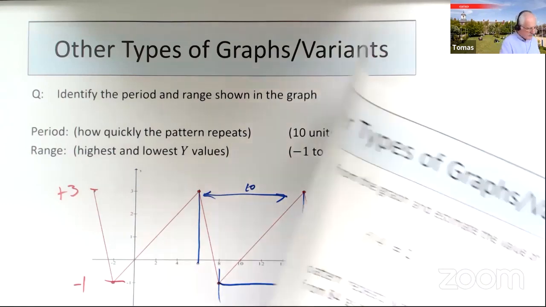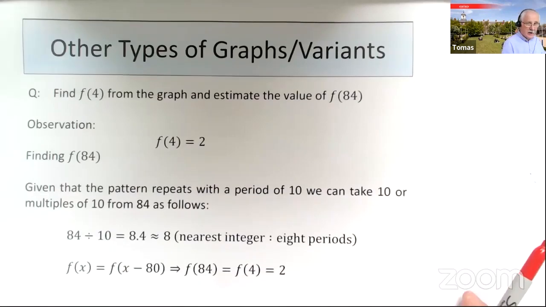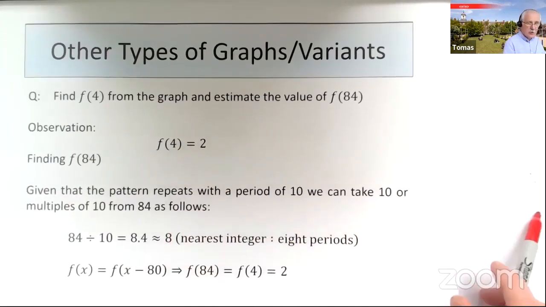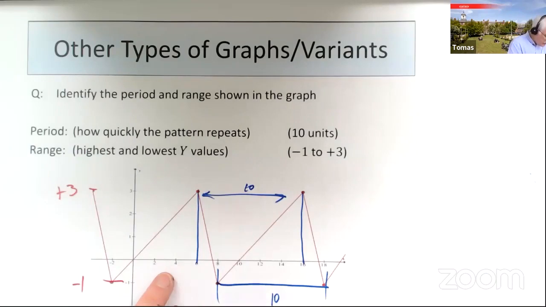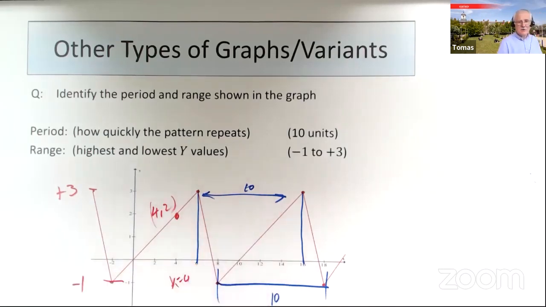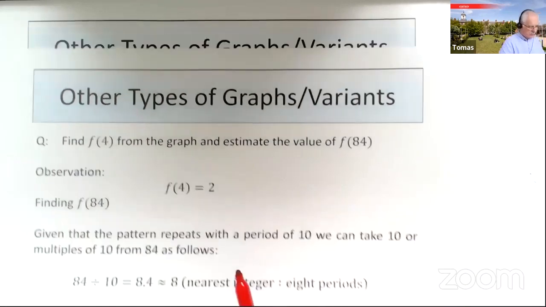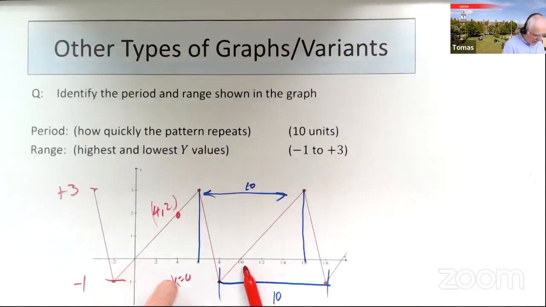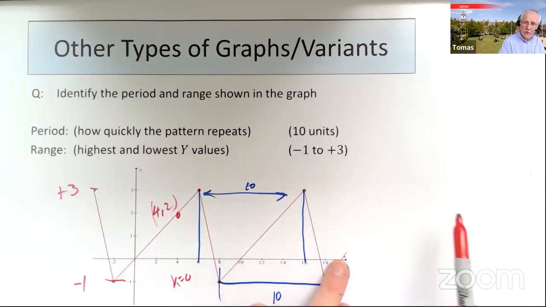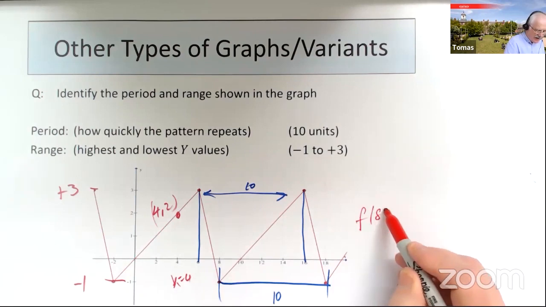So the question here is, find f of 4 from the graph. Find the value of y when x is 4. So you go out to 4, x is 4, you go up and have a look, and you say it's the point (4, 2), y is 2. That's all you have to do. And the last one, it says, what is the value of f of 84? So this graph goes to 10, 20, but 84 is way out there, far, far to the right. So how do I get the value of f of 84?